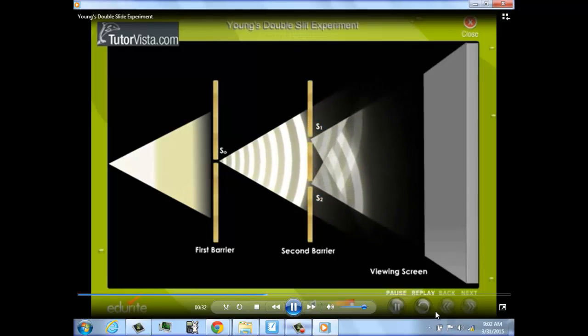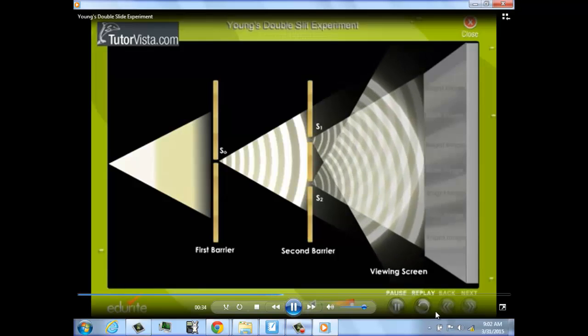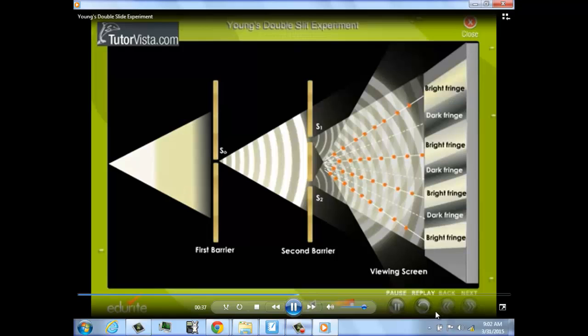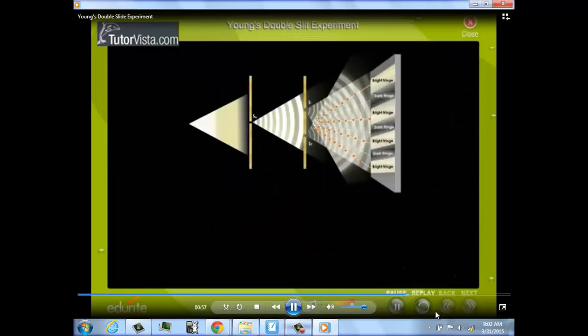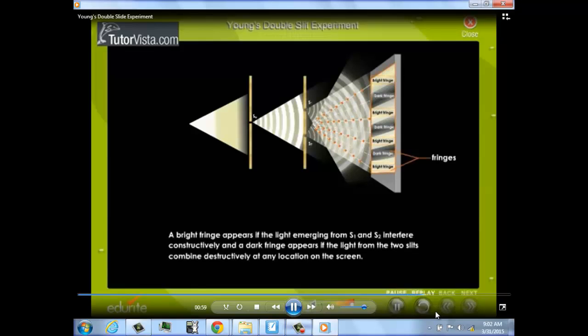These two slits served as a pair of coherent light sources because waves emerging from them originate from the same wave front and therefore maintain a constant phase relationship. Thomas Young observed that the light from S1 and S2 produced on the viewing screen a visible pattern of bright and dark parallel bands called fringes. What causes bright and dark fringes? A bright fringe appears if the light emerging from S1 and S2 interfere constructively, and a dark fringe appears if the light from the two slits combine destructively at any location on the screen.